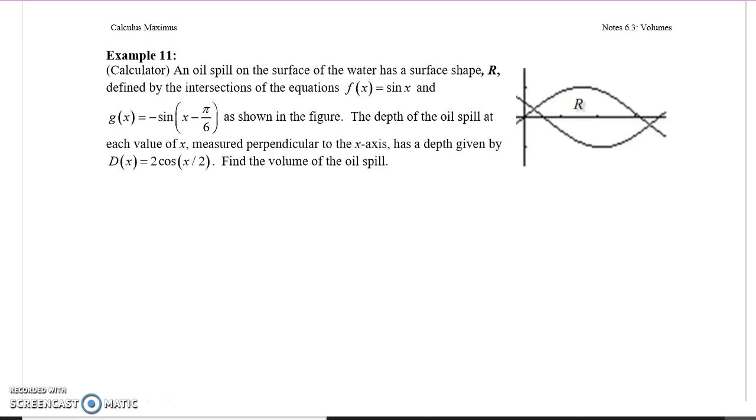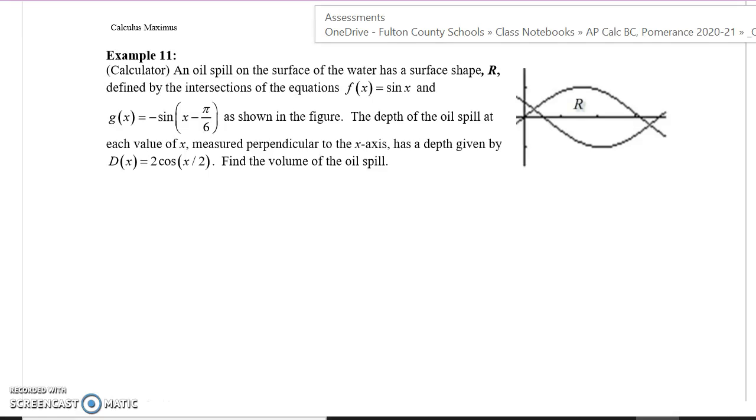So the area of a cross-section doesn't necessarily have to be some sort of predictable or basic geometric shape. It could be something a little bit more involved. In this particular example, we've got an oil spill that has a particular shape on the surface of the water, right? The region R, which is bounded by the curves sine of x and negative sine of x minus pi over 6. So this region right here is the base of our shape.